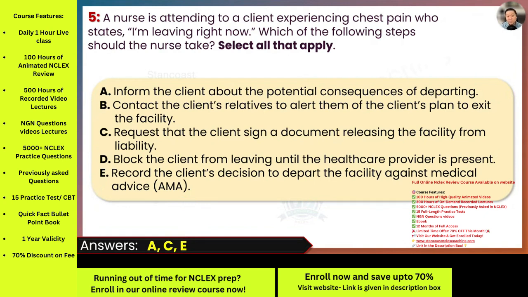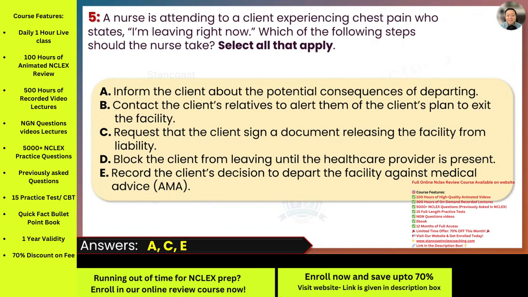Now, if a patient wants to leave, your first step is to inform them about the risks. Do not call family, do not involve security, and do not physically restrain them. Also, you have to document everything. And if the patient leaves, your notes should cover what was said, what risks were explained, whether they signed the AMA form, and any witnesses present during the event.